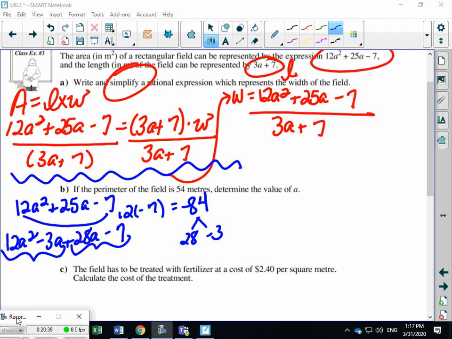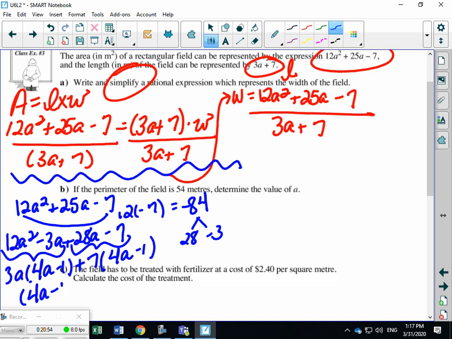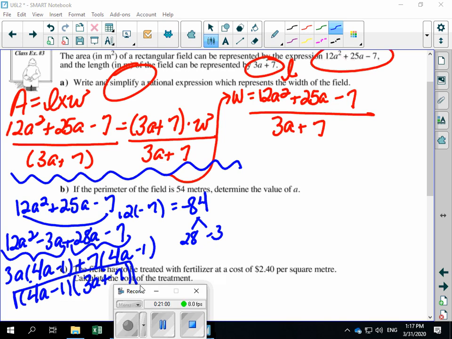So in the first two terms, I can take out a 3a. So I'm going to be left with 4a minus 1. And then the second two terms, I can take out a 7, so this is plus 7, and I'm going to be left with 4a minus 1. Okay, perfect. I have the same binomials, so now I can factor out that 4a minus 1, and I'm simply left with just 3a plus 7. So there are my factors.